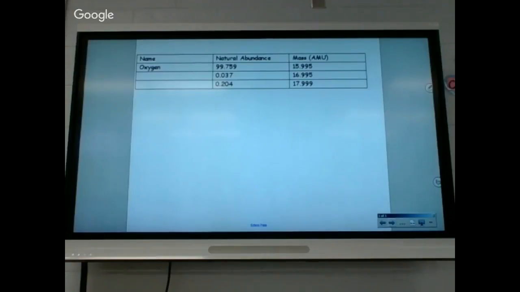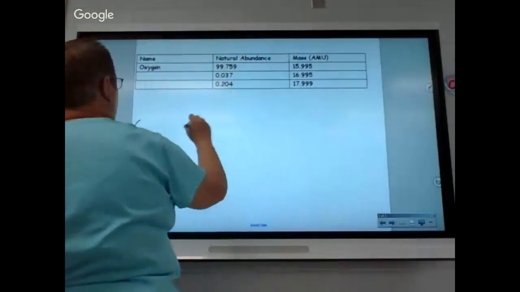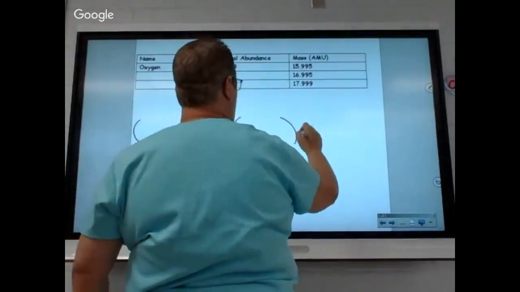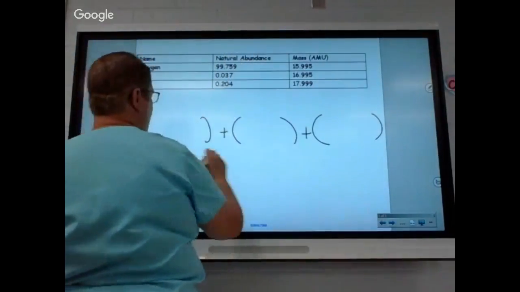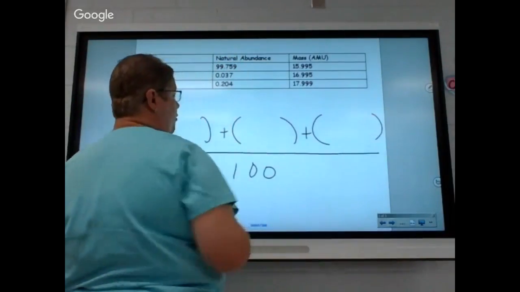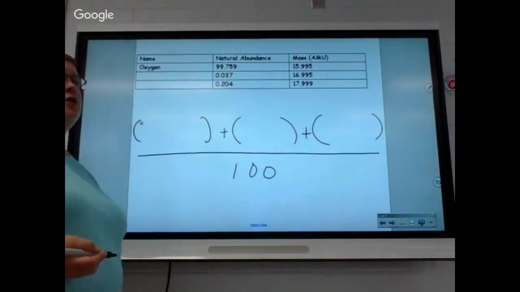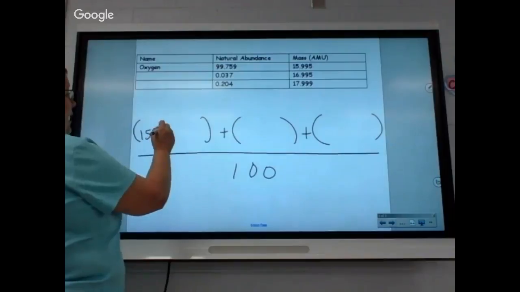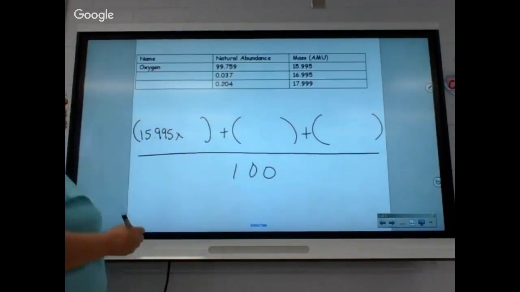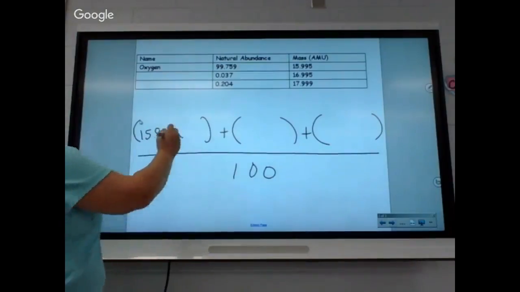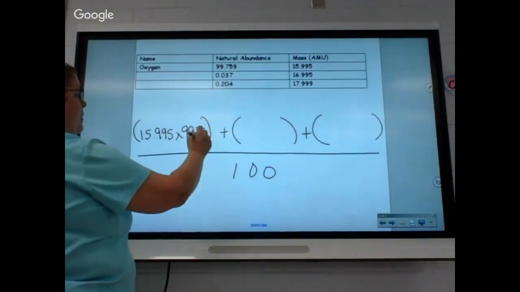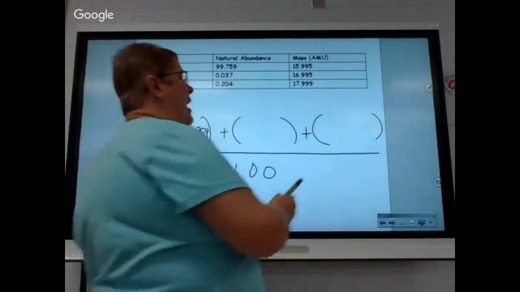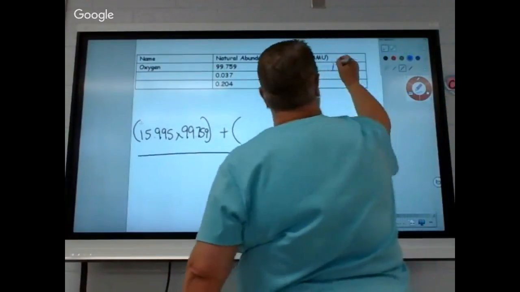All right, we caught up? All right, so how many isotopes do I have? All right, so I need 3 sets of parentheses, right? All right, so divided by 100. That's your basic formula. So for the most part, these kinds are just plug and chug. So what's the mass of the first isotope? Yep, 15.995 times what is its natural percent abundance here on the Earth? 99.759.